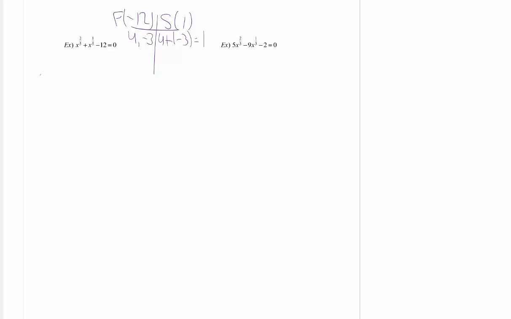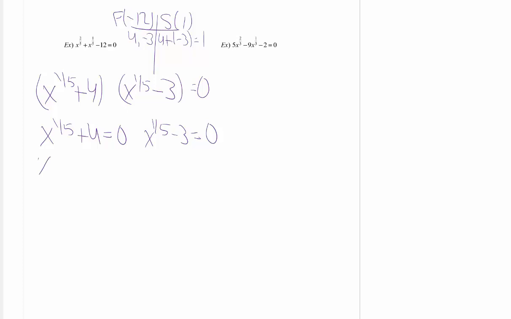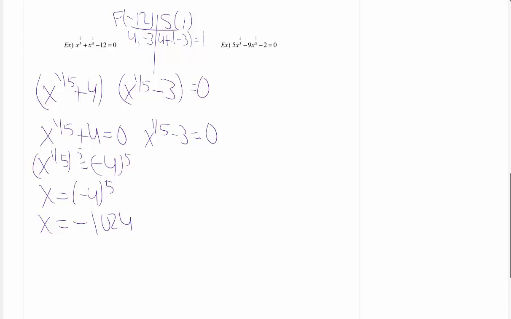Now, how do I break down x to the 2/5? What two values multiply to give me x to the 2/5? That's x to the 1/5 and x to the 1/5. So plus 4 and minus 3. Set each factor that contains a variable equal to 0. So here I would subtract the 4, and then I will take both to the 5th power, so that would be x is equal to negative 4 to the 5th, which is negative 1,024. Here I would add 3, take the 5th power to both sides, that would be x equal to 3 to the 5th, and that's equal to 243.